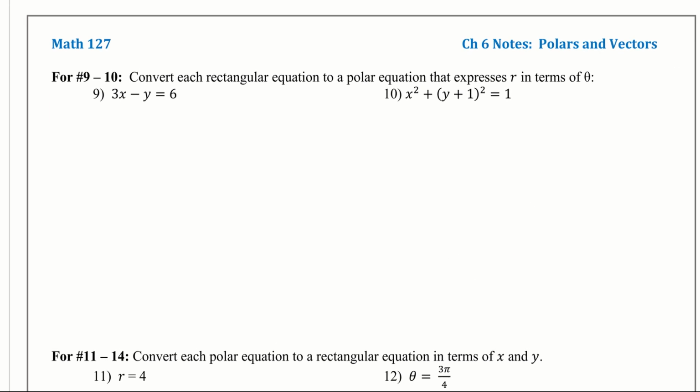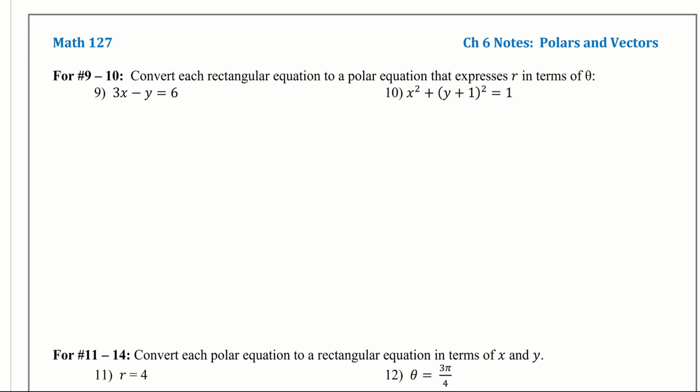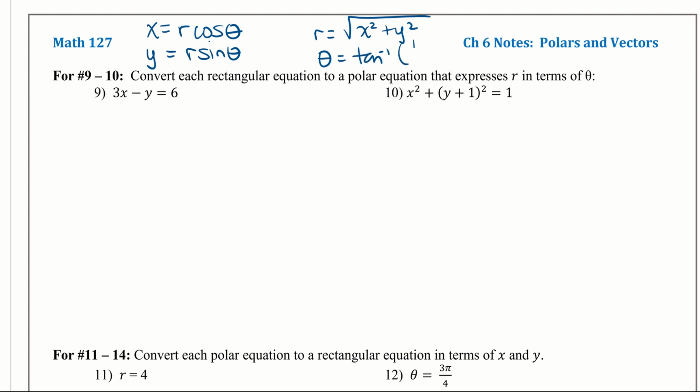So we can use those same ideas even if we're converting equations, not just converting coordinates. So those same formulas still work. If we're going from rectangular to polar, or if we're going from polar to rectangular, we have these relationships that are true that we can refer back to. X is equal to r times the cosine of theta. Y is equal to r times the sine of theta. R is equal to the square root of x squared plus y squared, and theta is the inverse tangent of y over x.